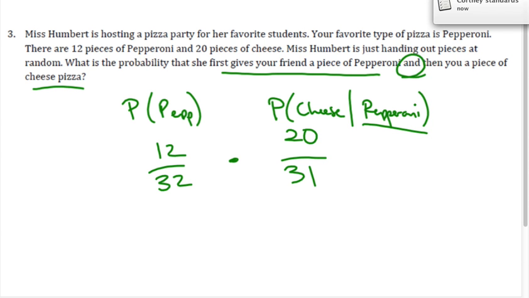So you got 12 over 2 times 20 over 31. Simplified, it would be 15 over 62, or 0.2419.